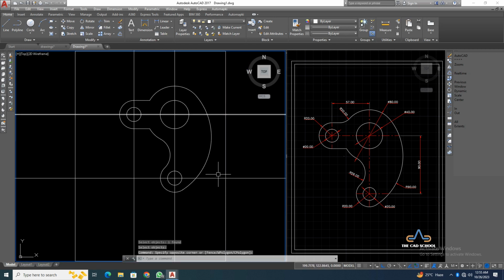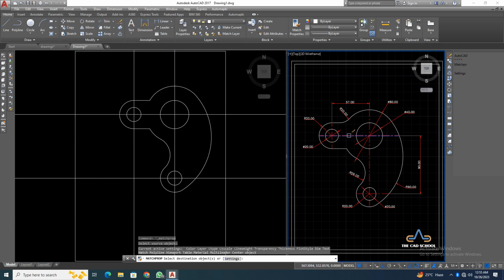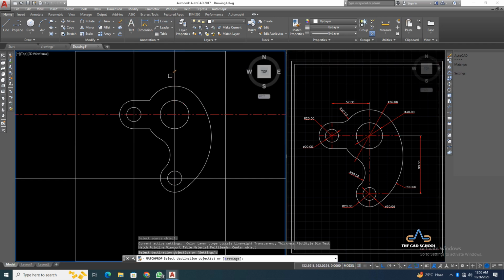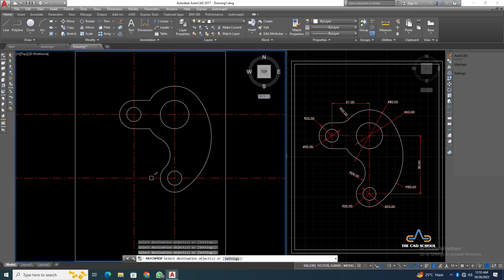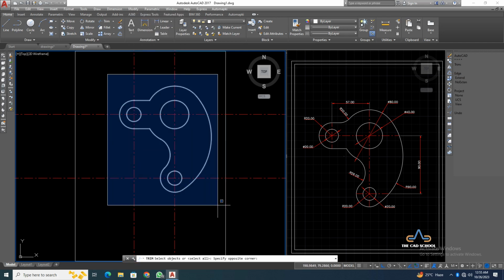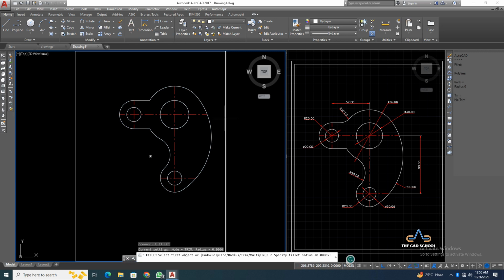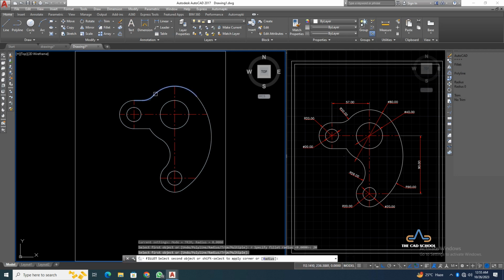Now to convert these lines into center, go to modify match property, select this line and this line. So these are the center lines. Select trim, then fillet, radius 20. So this is how we have drafted the drawing.